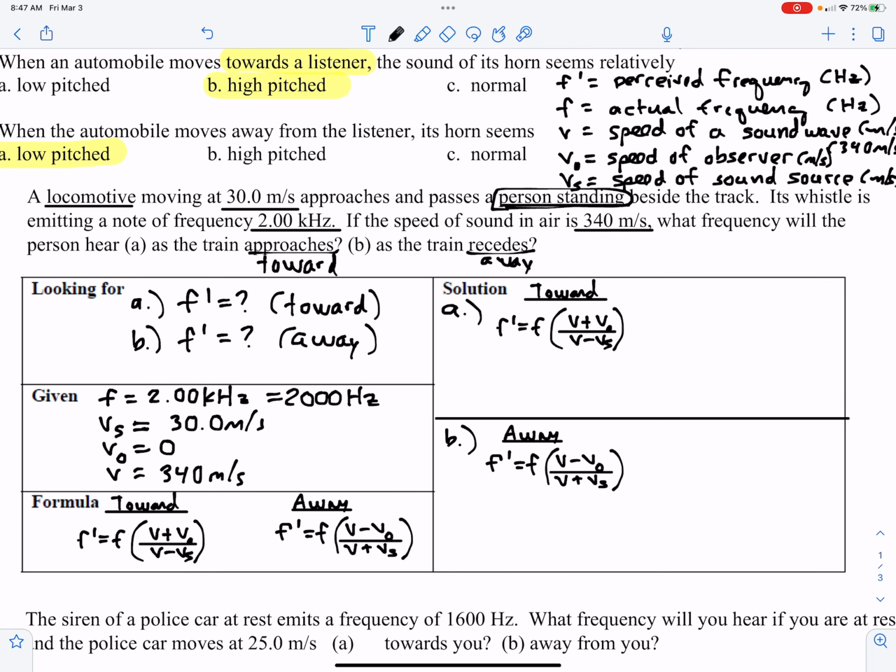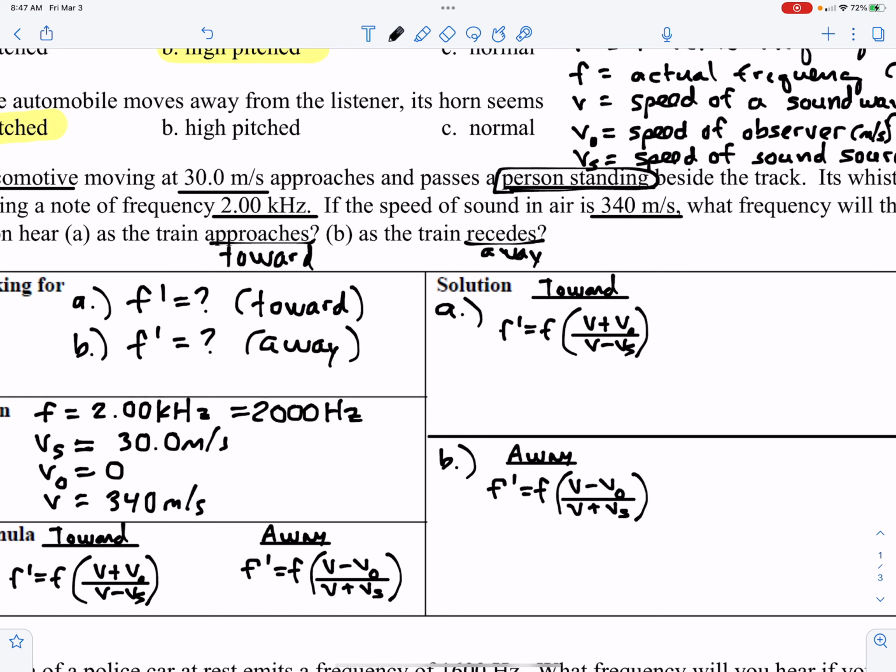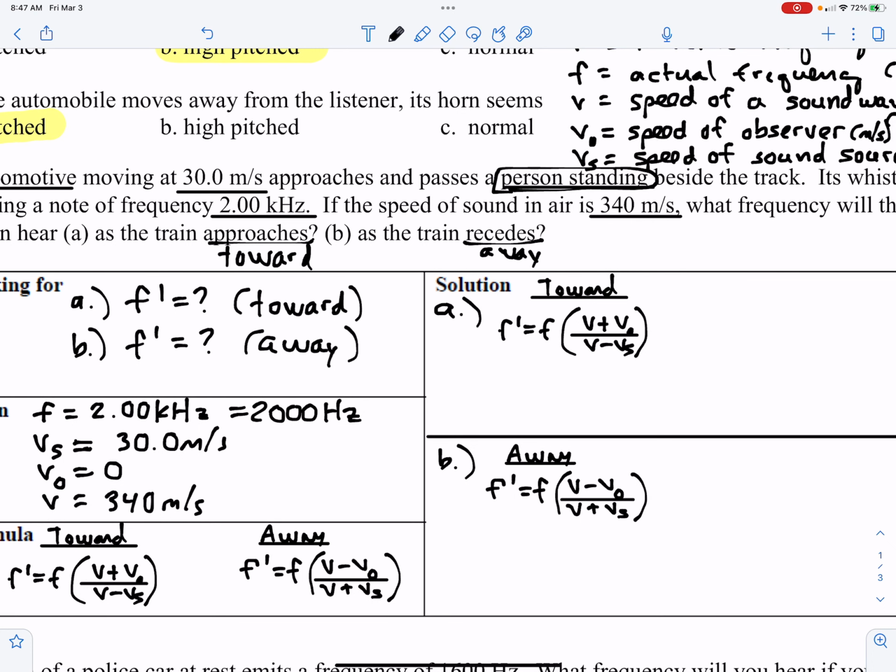Okay, and look at what we're plugging into. So for part A, we are going to plug in the actual frequency, which is 2,000 hertz, times V, the speed of sound, that's 340, plus VO, that's 0, over V, 340, minus VS.